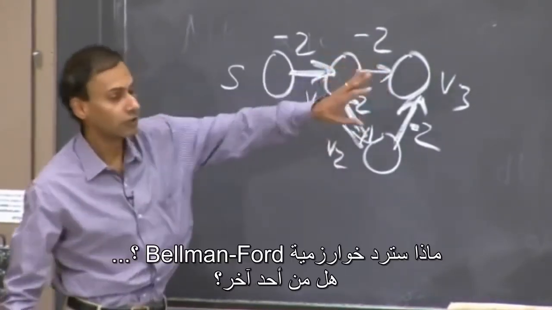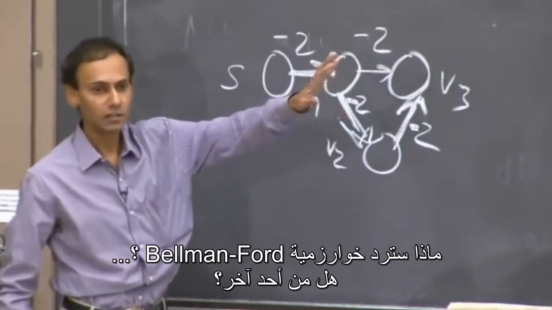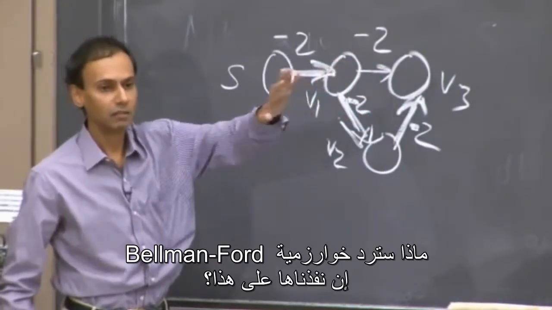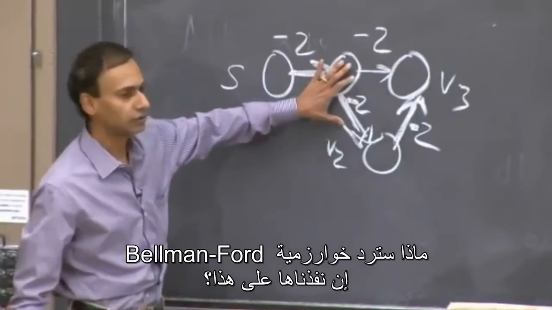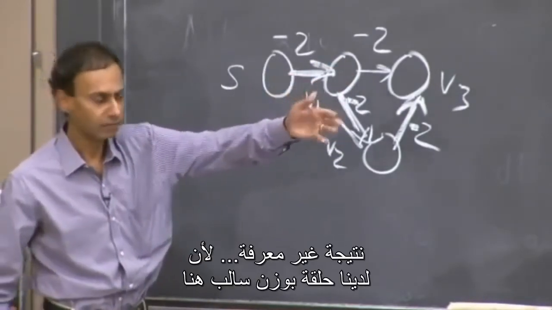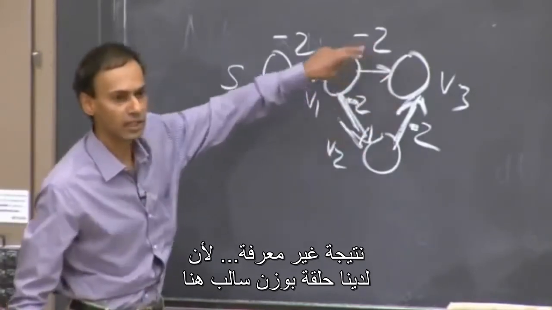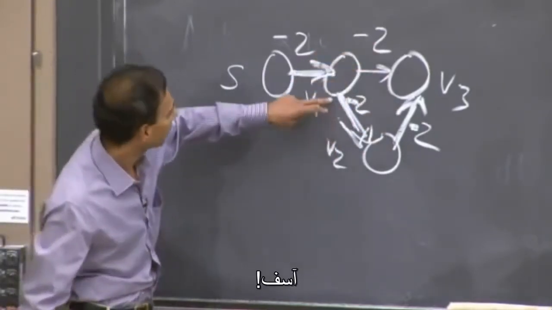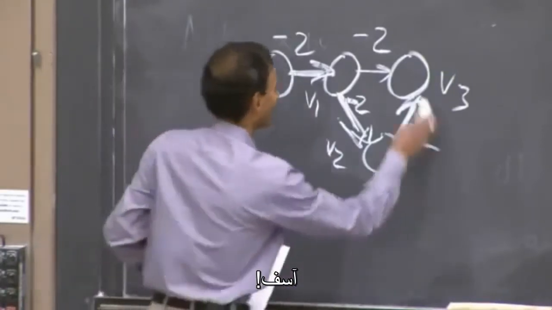No, what would Bellman Ford return? I'm asking. Someone else? What would Bellman Ford return if I ran this? Undefined, right? Undefined, because you got this negative weight cycle here. Sorry? Oh! Let's put another one in there.